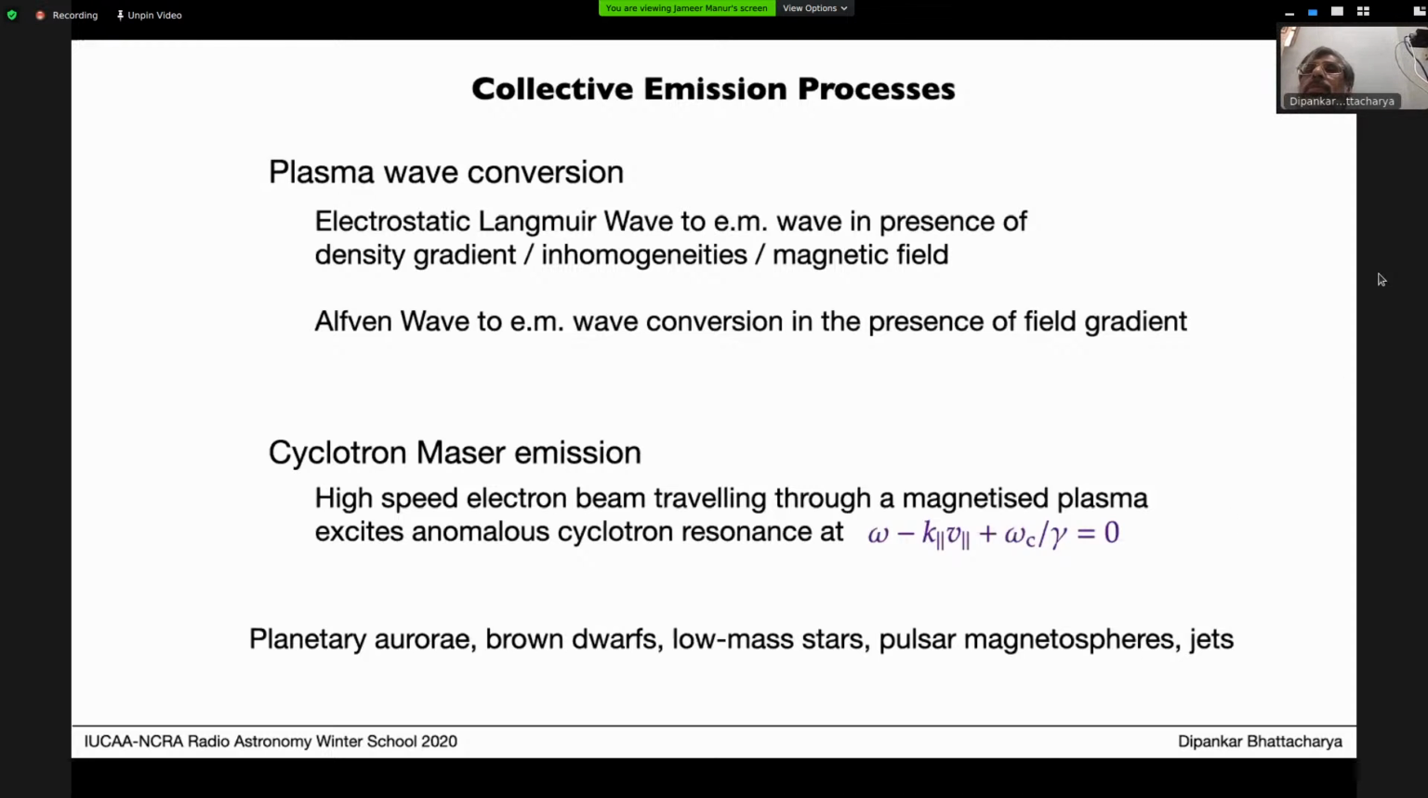Thanks, Dipankar, very much for an excellent overview of both line and continuum emission and highlighting some of the very important lines in astronomy. We'll take a few questions. Anybody can unmute themselves and ask.